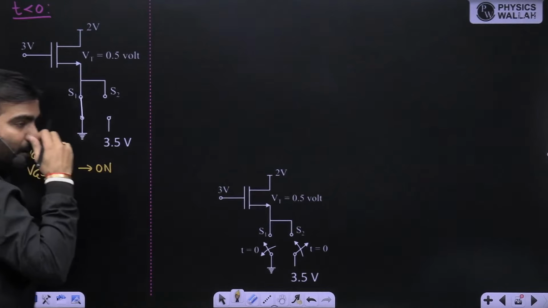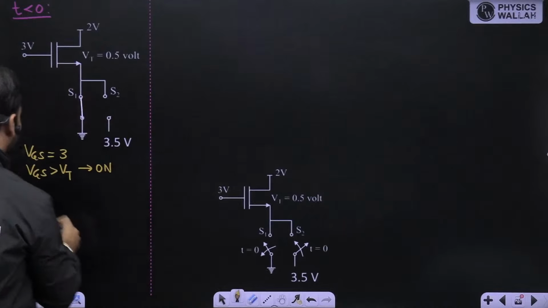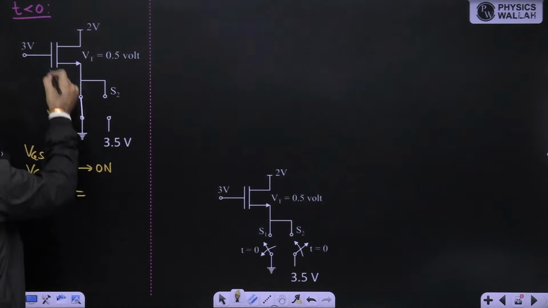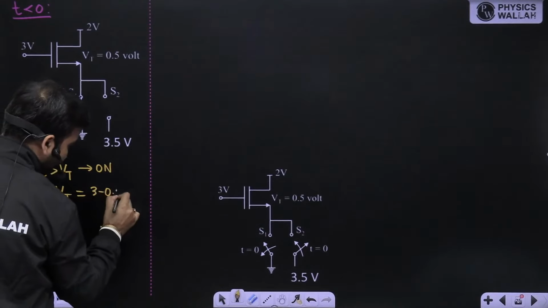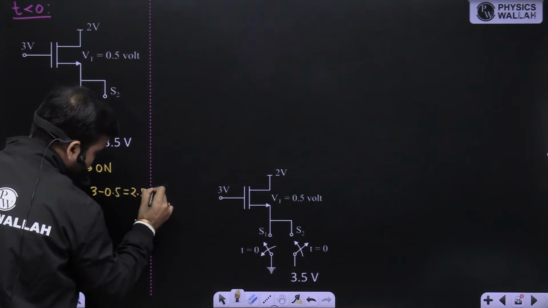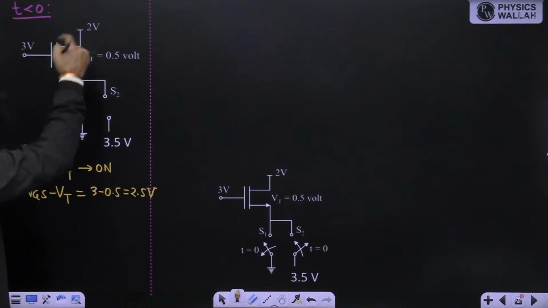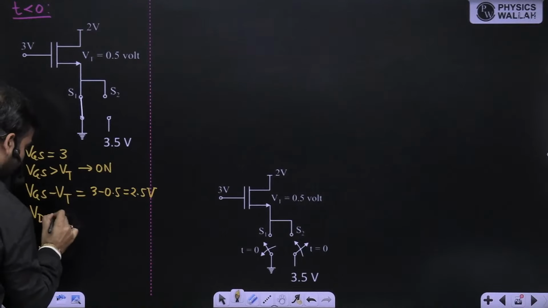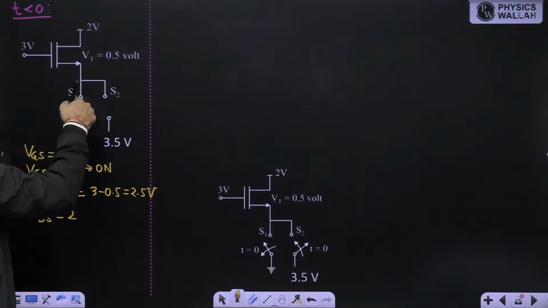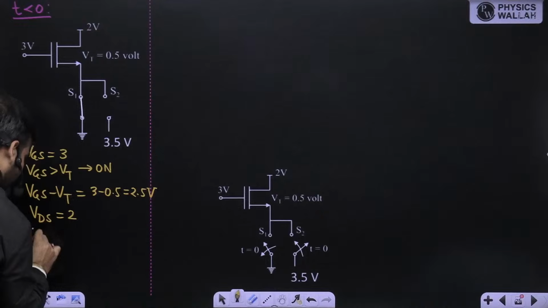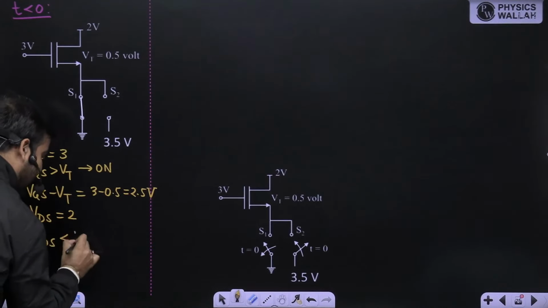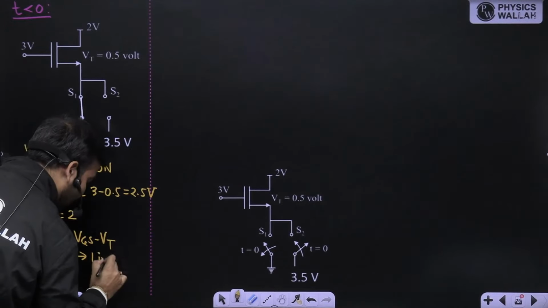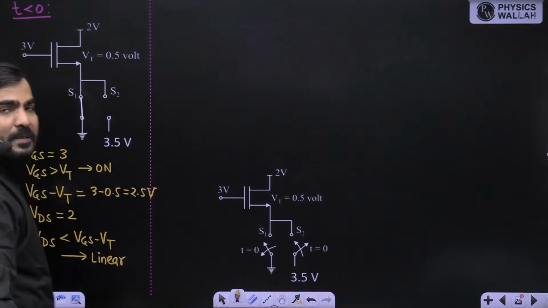Now let's think about whether it is in the linear or saturation. For that, first calculate overdrive voltage VGS minus VT. VGS is 3, VT is 0.5, so it is 2.5. Now what is VDS? Drain to source voltage is 2 volt, source voltage 0. So now this VDS is less than VGS minus VT. If it is so, MOSFET will be in the linear. So at t less than 0, MOSFET is in the linear.